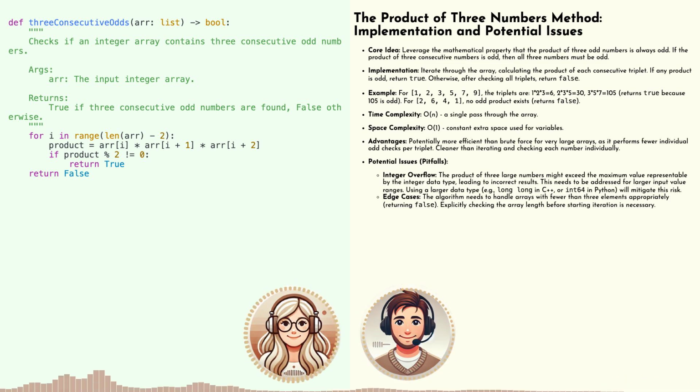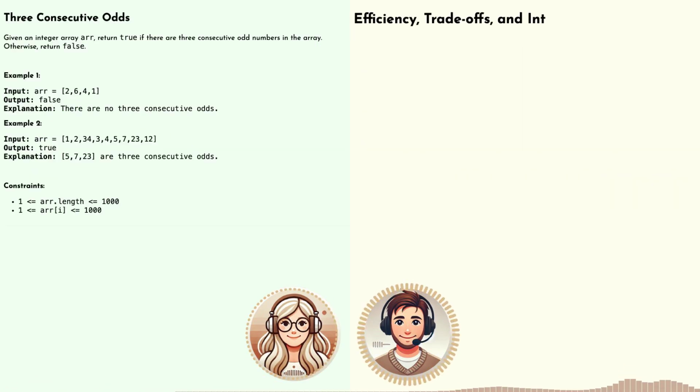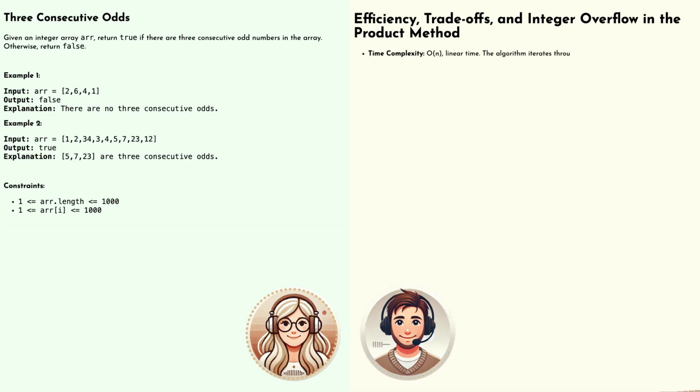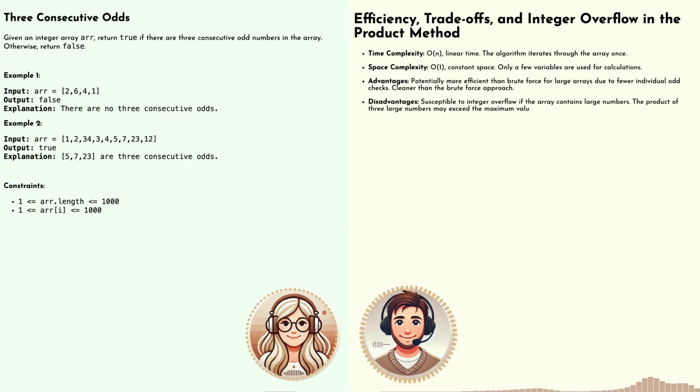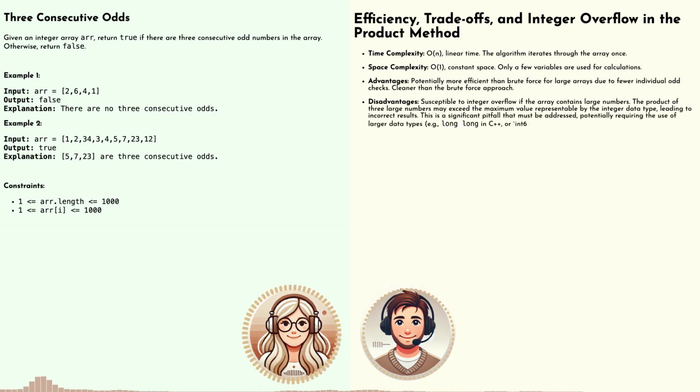You got it. But if the product is even, we know at least one of those numbers must be even. So our search continues. We move on to the next triplet and repeat the process. This method seems super efficient, but are there any potential pitfalls we should be aware of? What if the numbers in the array are huge and multiplying them together results in some number that's too big for the computer to handle? That's a great question. You're thinking about a concept called integer overflow.